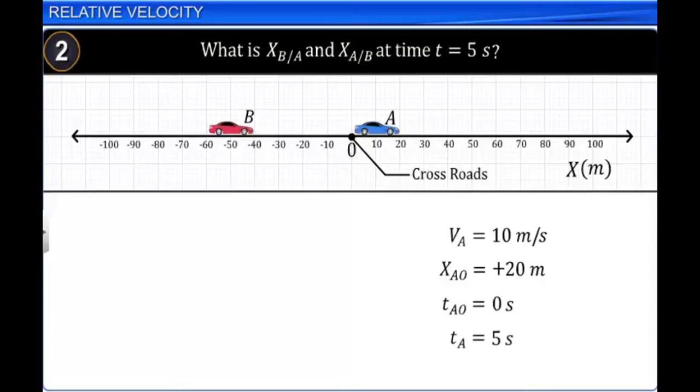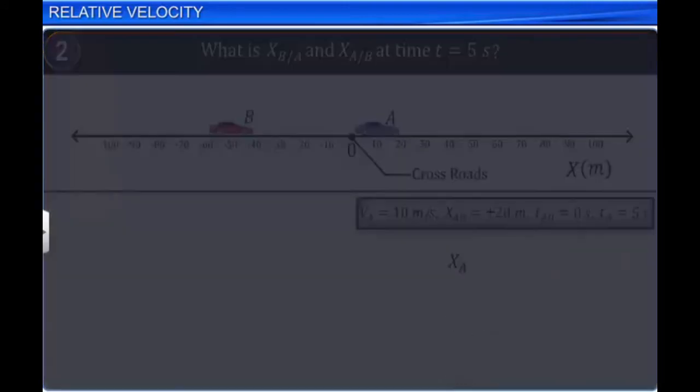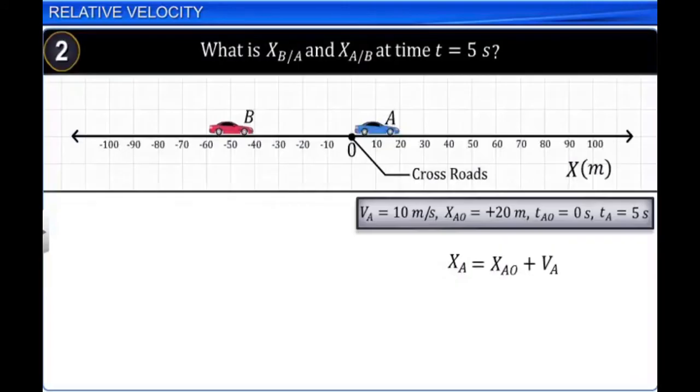XA is equal to XAO plus VA into TA minus TAO. On substituting and simplifying, we get XA equal to plus 70 meters.